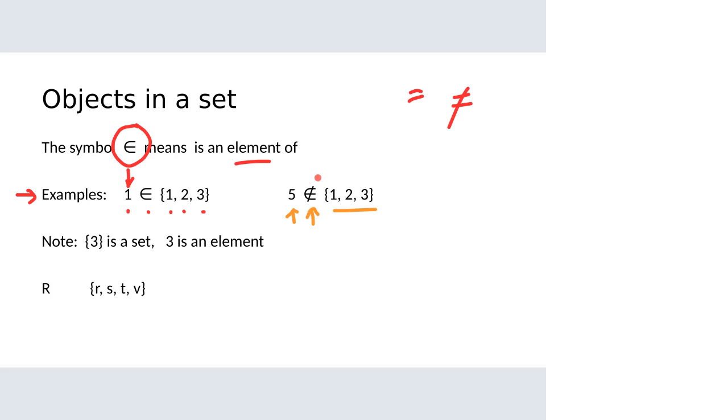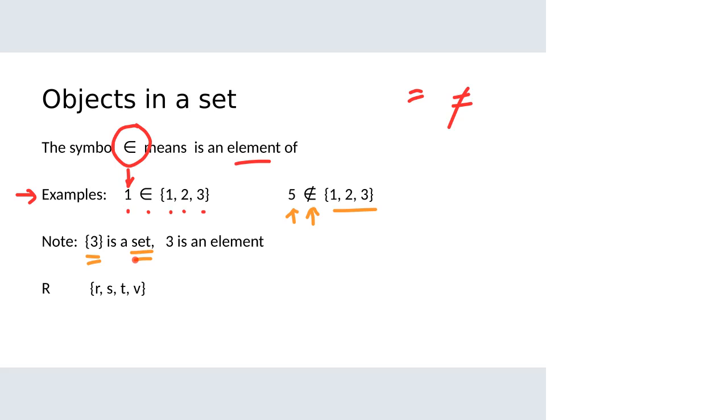One thing I want to point out here for sure is that 3 written inside braces is a set because the braces make it a set. It's not a very large set. It only has one element, just that 3, that's it. But as long as it has those braces around it, it's a set.